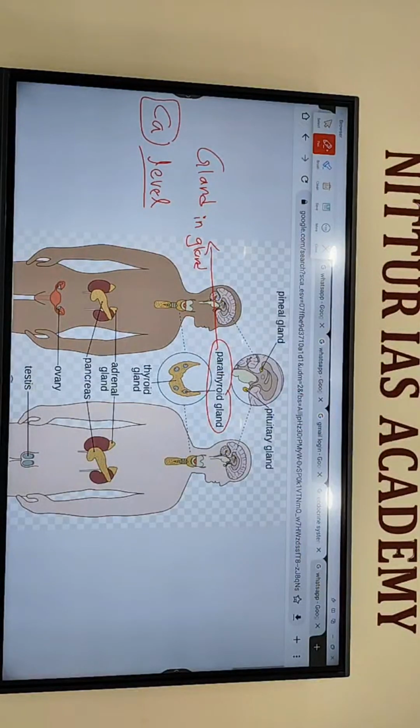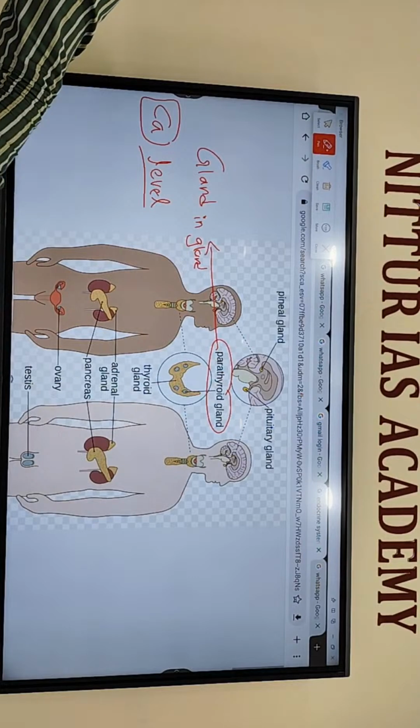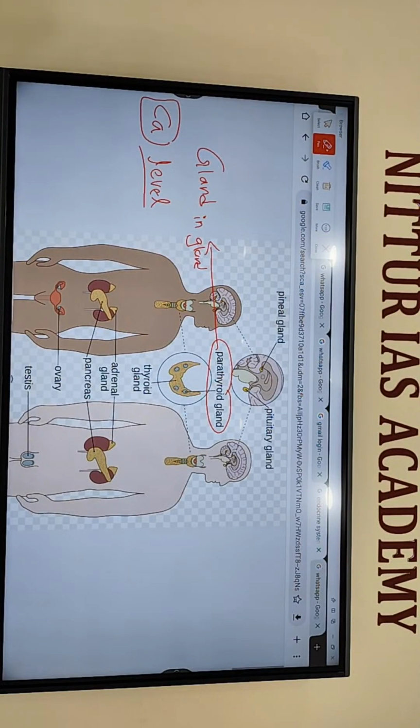What do you call the parathyroid gland? Parathyroid gland, its main function is maintaining calcium level in the human body, calcium level in teeth, bone, etc.